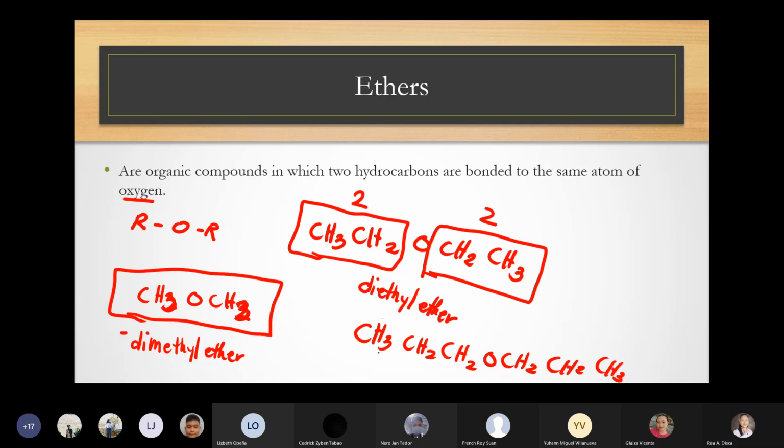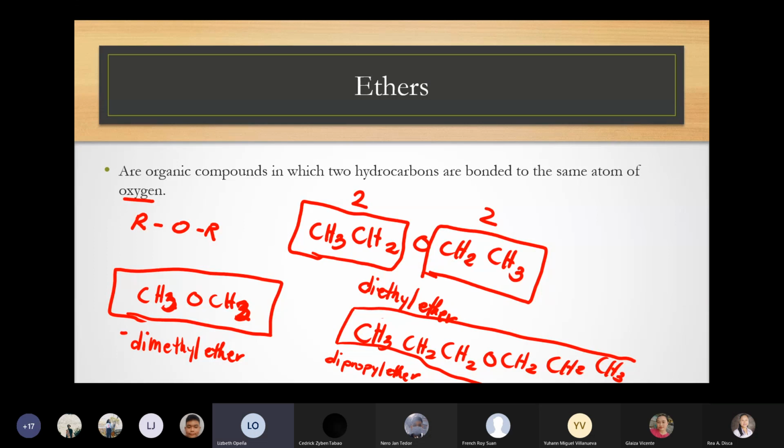Okay, another example. What would be the name of this? Dipropyl ether, ma'am. Okay, that is dipropyl ether. Okay, any questions or clarifications about ethers?